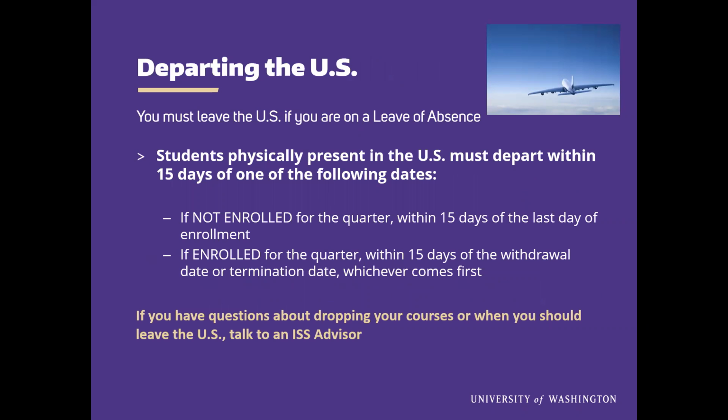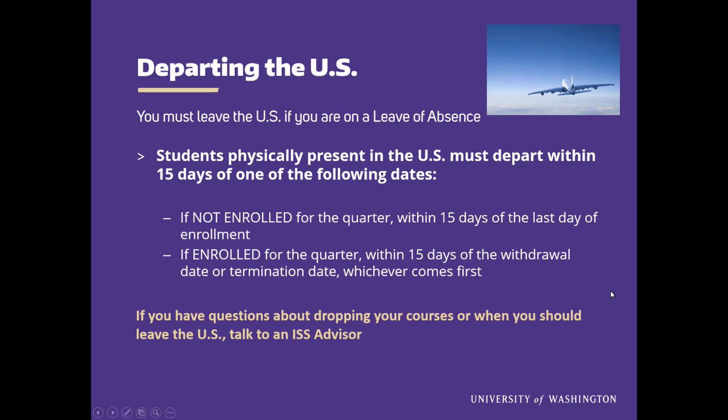A student who is authorized for a leave of absence must depart the United States. If you are physically present in the US when your LOA is processed, you must depart by one of the following dates. If you are not enrolled for your LOA quarter, you should depart within 15 days of the last day of enrollment. For example, if you don't enroll for winter quarter because you are taking a leave of absence during winter, and autumn quarter ended on December 16th, you should leave within 15 days of December 16th.